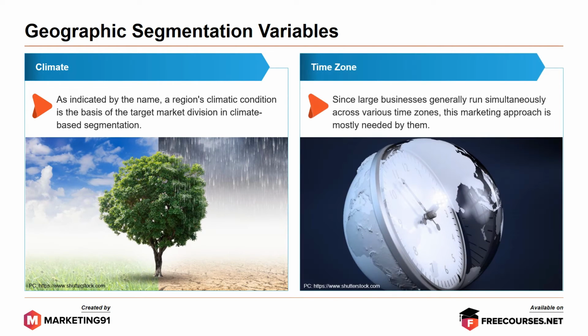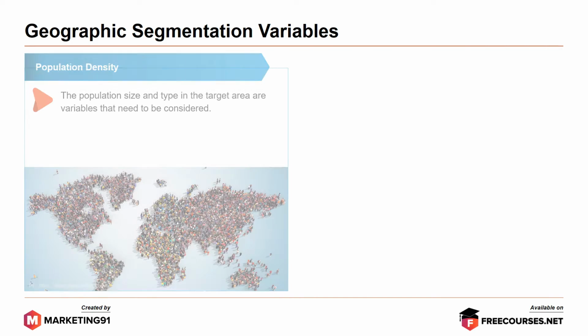Next, time zone. Since large businesses generally run simultaneously across various time zones, this marketing approach is mostly needed by them. In nations with more than one time zones like the US and Russia, small businesses can also find this approach useful. Next, population density.